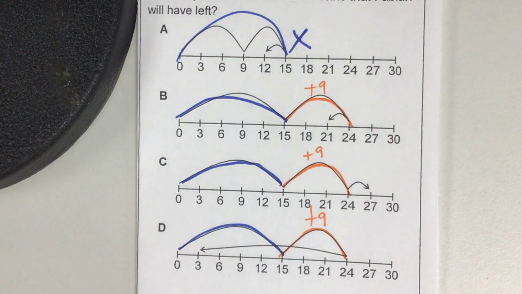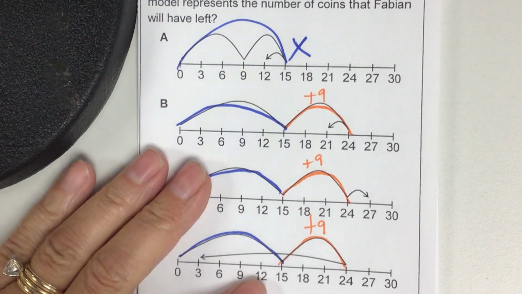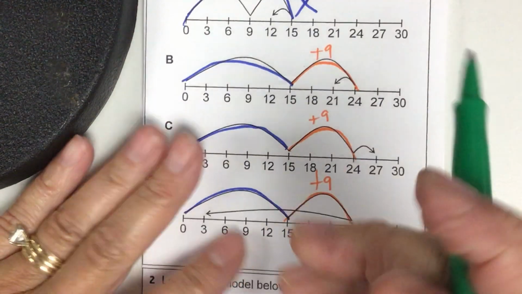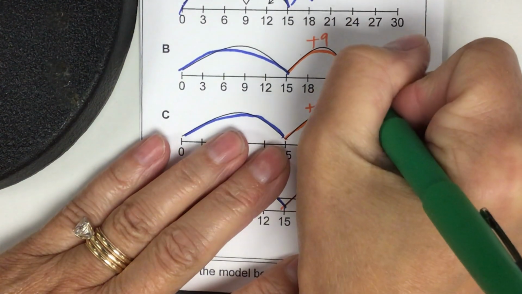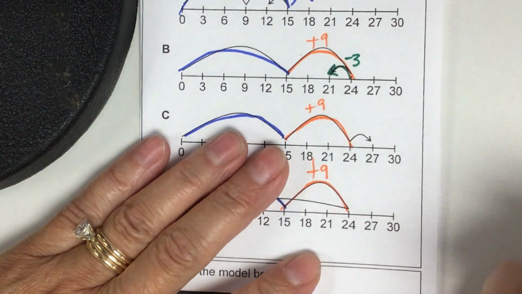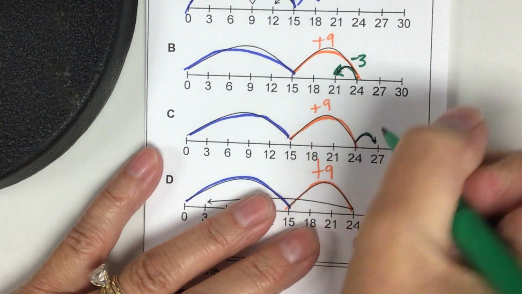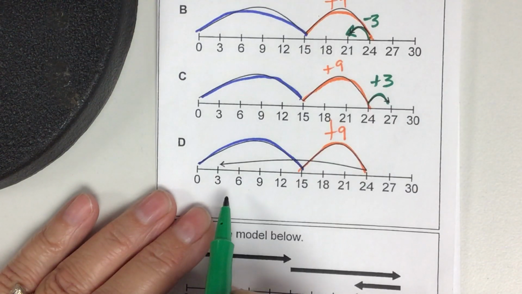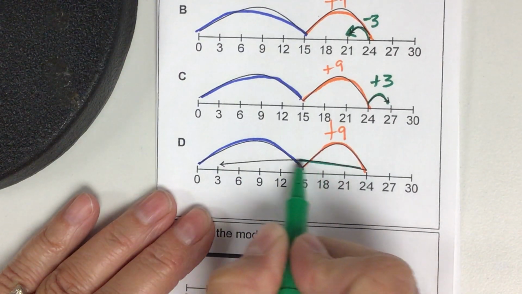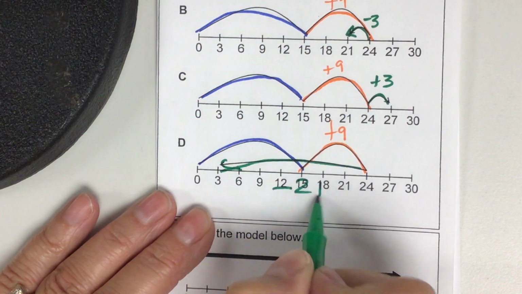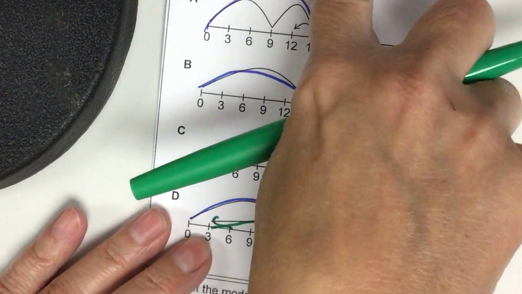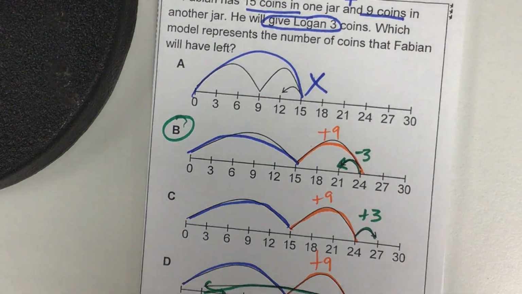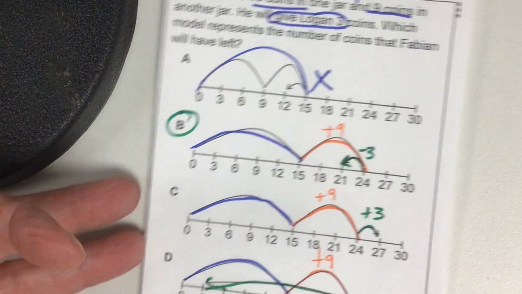That's right. But then we give 3 coins, so that means you're going to take away 3. 24 take away 3 would be 21. This one would be add 3. This one goes all the way back to 3. That's take away 21. That's minus 21. That's not what it asks. So I think my answer for this one is B because it matches what's happening in the problem.